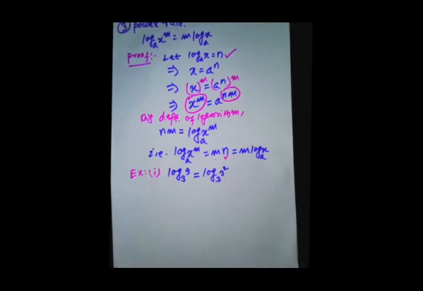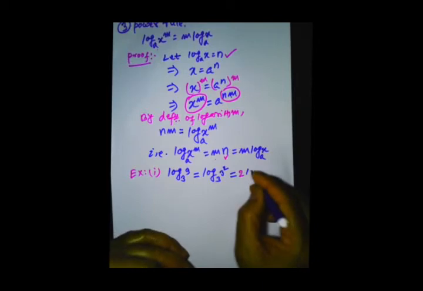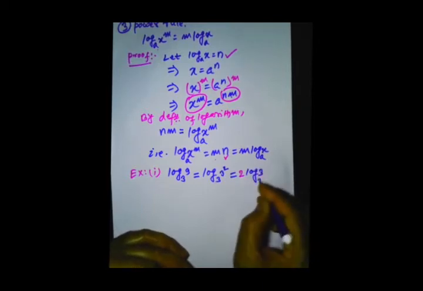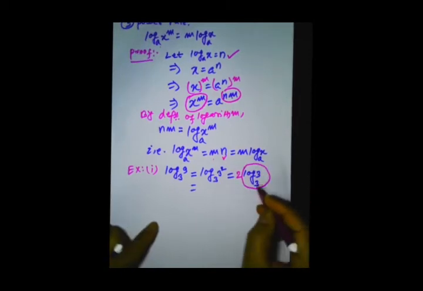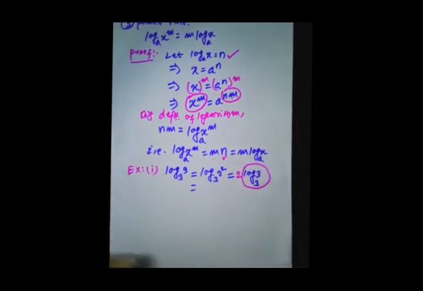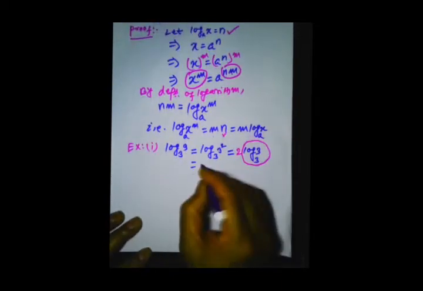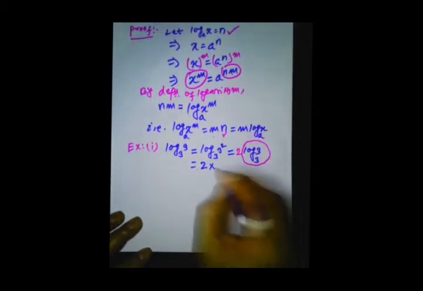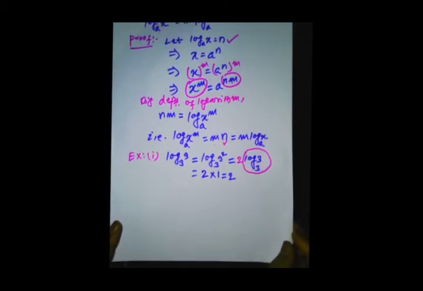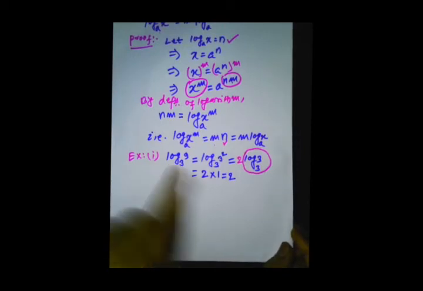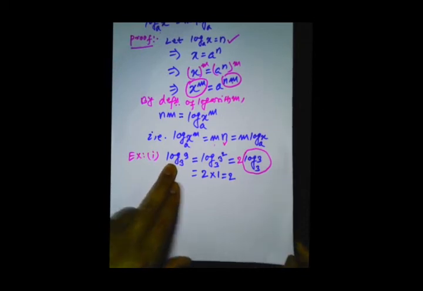Then what happens? The power will be in front of this logarithm, and we are left with only log 3 to the base 3. Now you also know that the bases are the same, therefore the log value is going to be 1. So you can write here 2 times 1, which is going to be 2. So the answer of this logarithm is 2. That is, we have evaluated this logarithm and its value is 2.